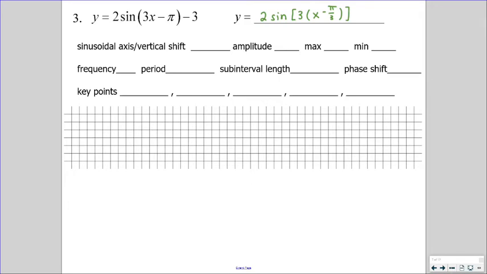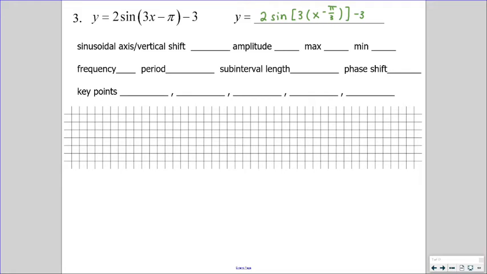So when I rewrite this equation, we should get 2 times the sine of 3 times the quantity x minus pi over 3, and then minus 3 is our vertical shift there. So the correct phase shift then becomes right pi over 3, not just right pi. So be careful on those.